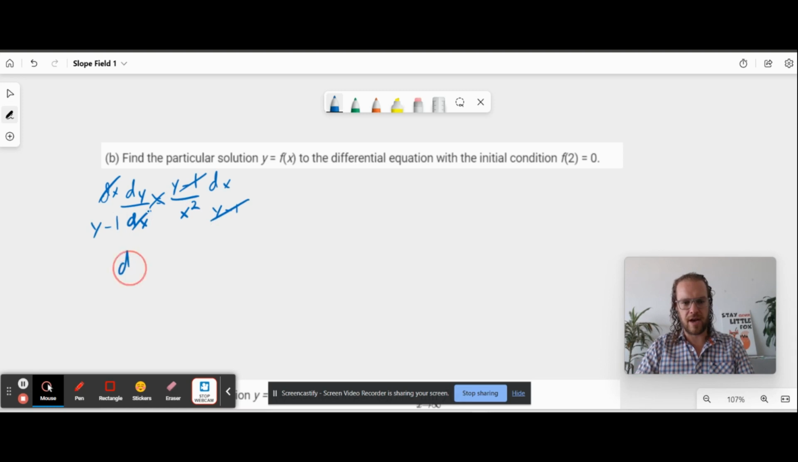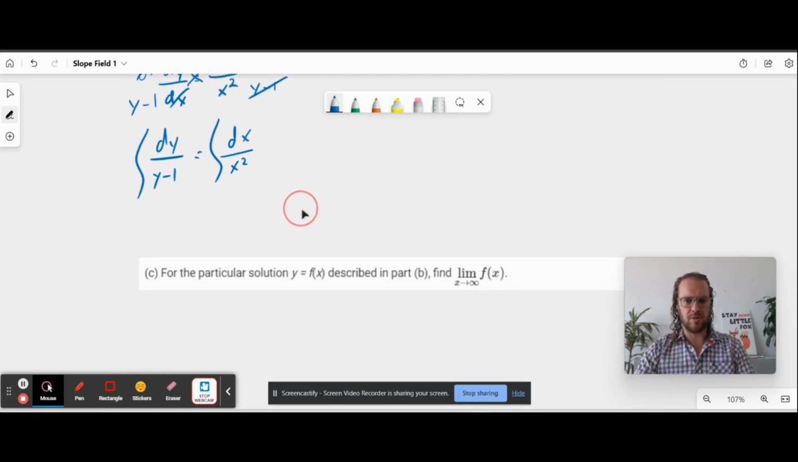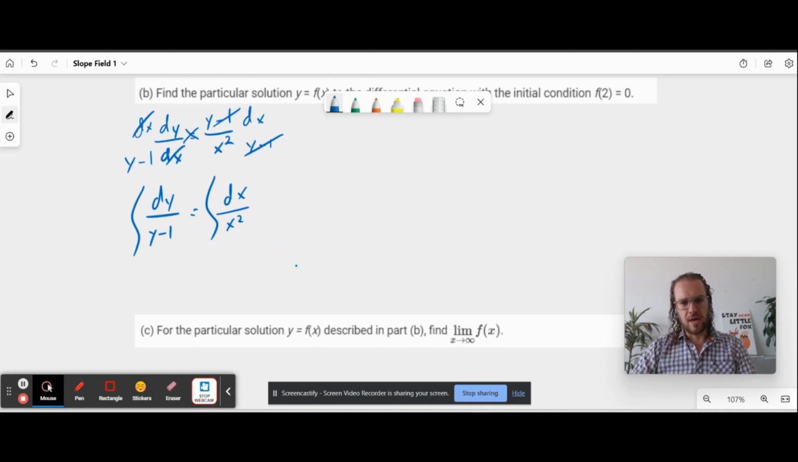Now on the left side, I've got dy over y minus 1. And on the right side, I've got dx over x squared. Now that I've got them separated, I can go ahead and integrate these two things. When I integrate this, anytime you see something to a single degree on the denominator, we know that's going to be a ln. Hopefully you know that by now. And so this is going to be the ln of the absolute value of y minus 1, plus c.